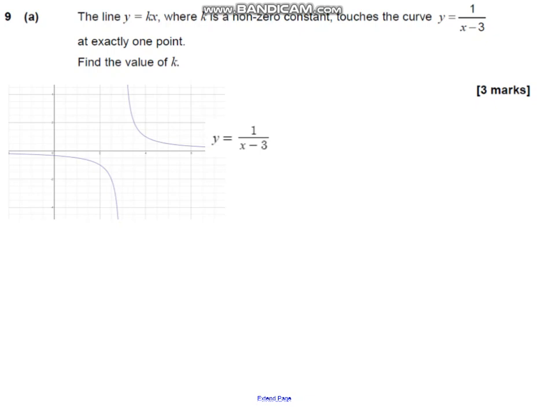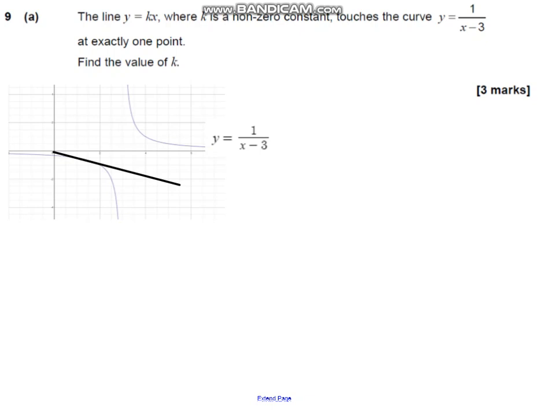Obviously, it's not 0. We'll talk about that in part C. So where can that work? The only place that can work really is if it just comes down there like that. So around about here somewhere it would make a little tangent and just touch once. Okay, so we've got to work out the value of k.